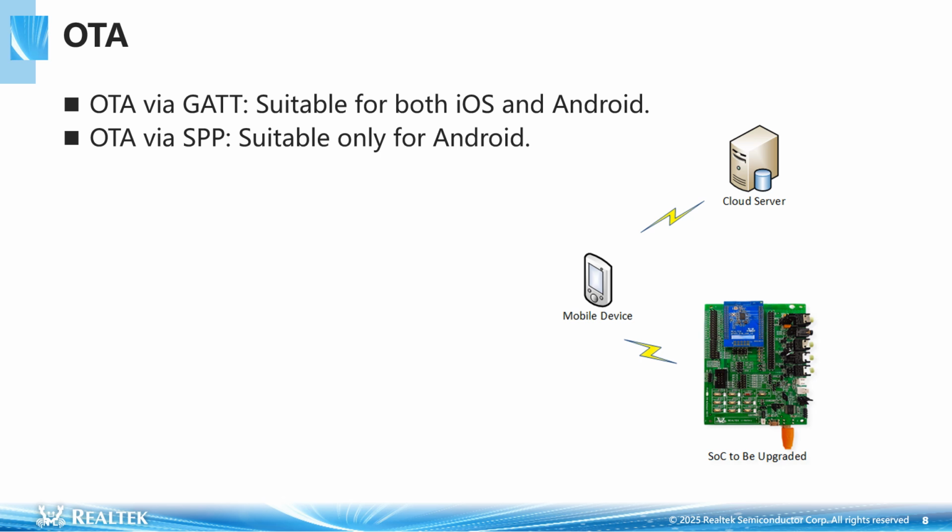To achieve OTA functionality, it is generally necessary to set up an OTA firmware upgrade system as shown in the figure. This application firmware upgrade system consists of 3 parts. 1. Cloud server, storing upgrade files. 2. Mobile device, the OTA controller role during the OTA process. 3. SoC to be upgraded, the OTA target role during the OTA process.